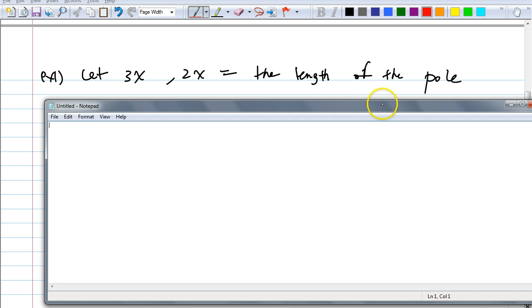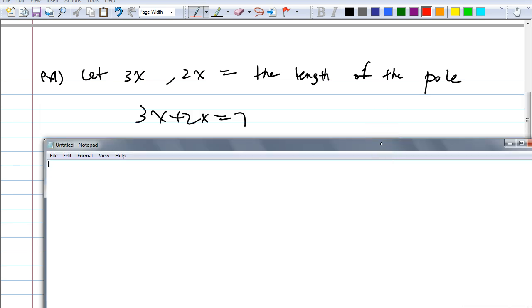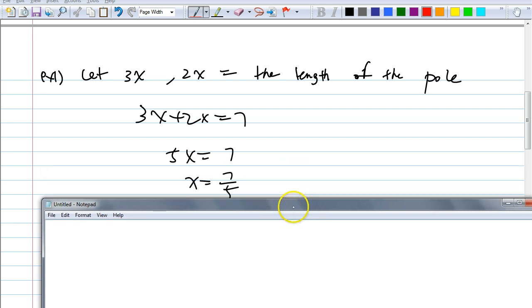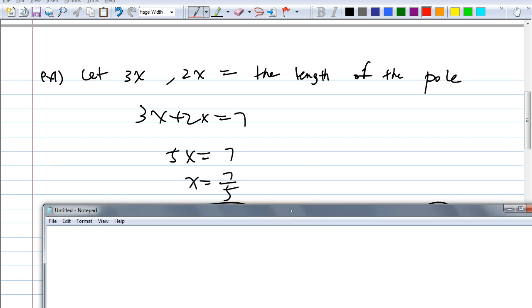Oh, you wrote 700? Could I keep it as meters? Does it matter? It doesn't matter because then everything will be in meters, right? If you kept it as centimeters, that's fine. Then you would have your answer in centimeters. So of course when you add them together you get 5x equals 7. What's x? 7 over 5, or some of you got 700 over 5, right?